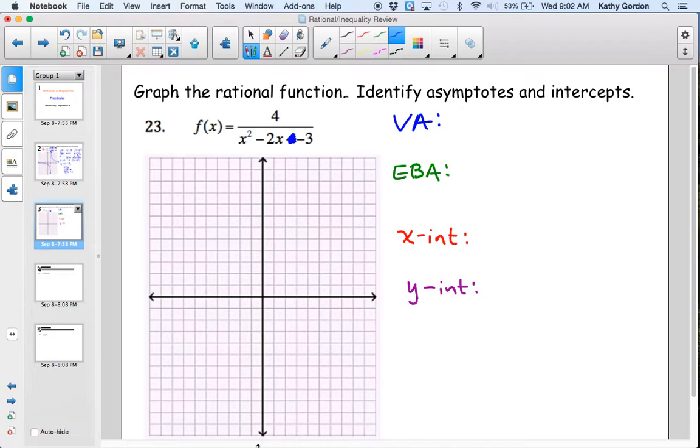All right, who thinks they can tell us the vertical asymptote? Charlene, what do you think? X equals 3, and x equals -1. Okay, can you tell us how you decided that? I factored the denominator and found the zeros. Okay, what would the factors be? X minus 3 and x plus 1.